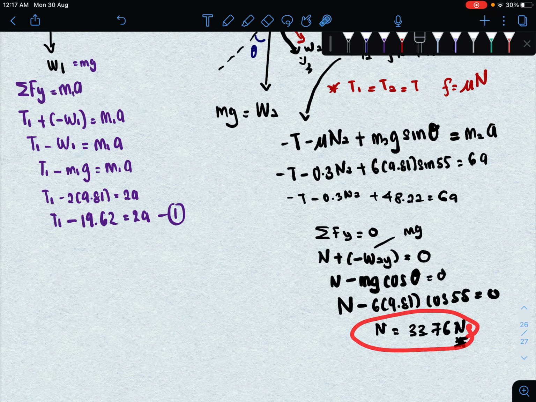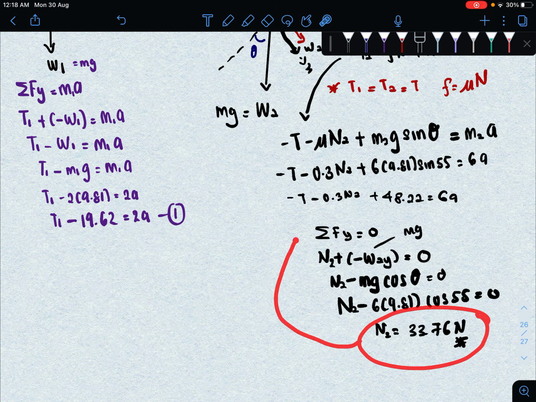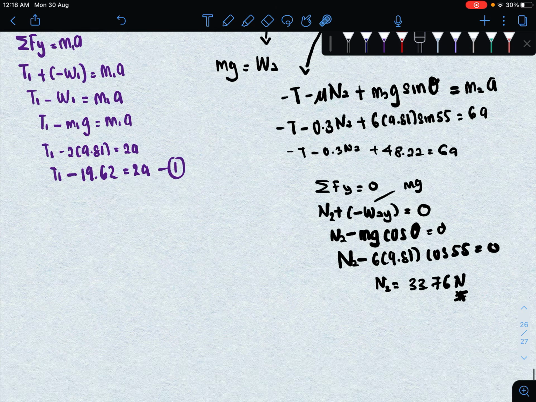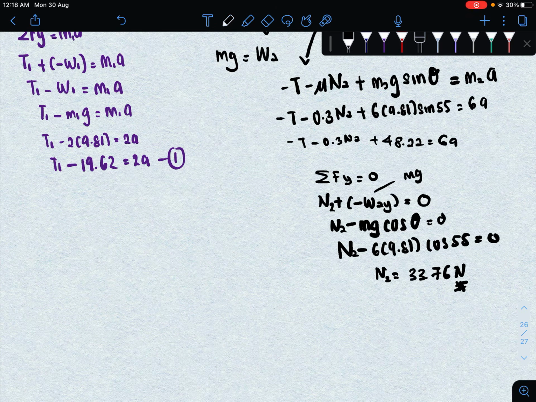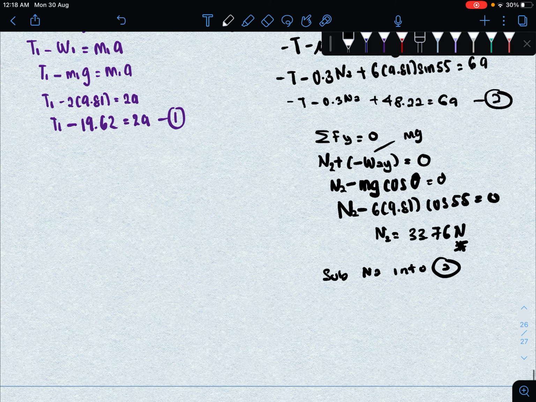However, kita tak cari acceleration lagi. Tapi, dengan adanya nilai normal force ini, apa yang kita boleh buat adalah kita boleh masukkan dalam equation sini sebab kita ada normal force dekat sini, unknown dekat sini. So, I'm going to take this. This is my equation 2 here. Substitute N2 into equation 2.